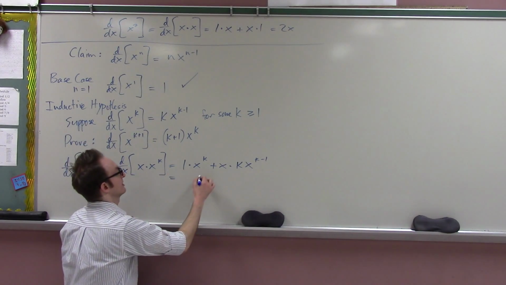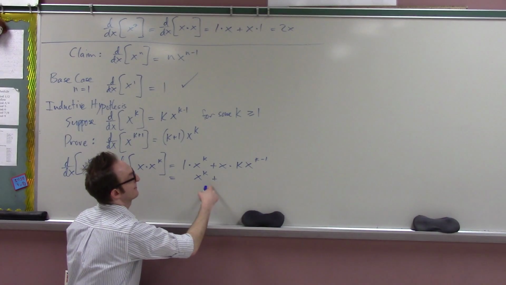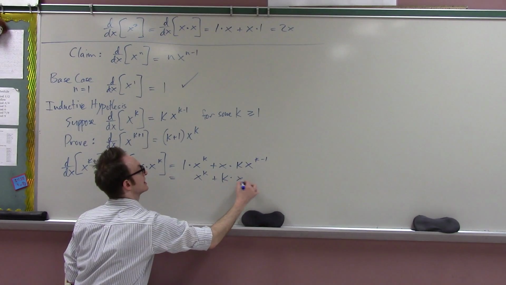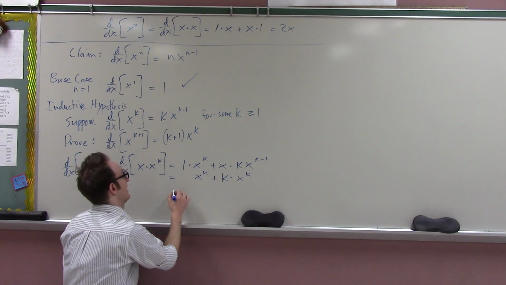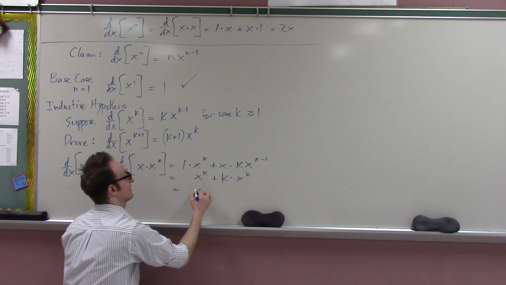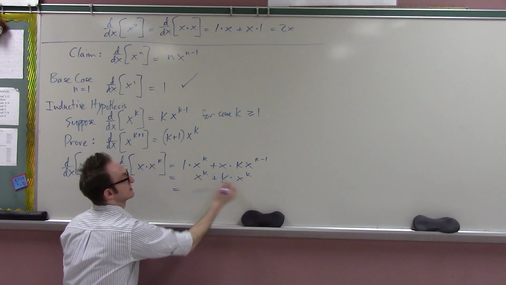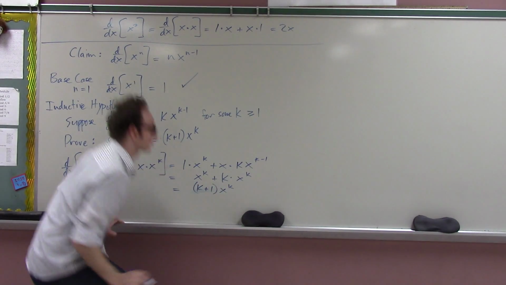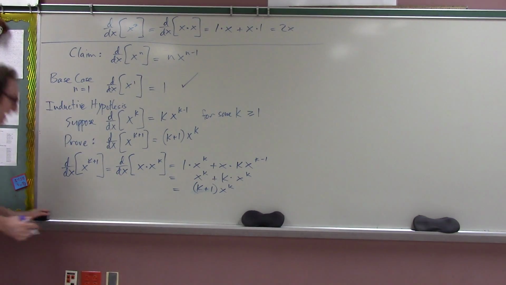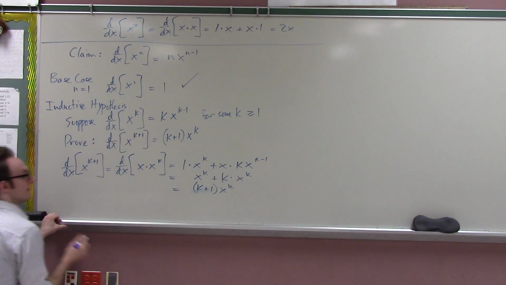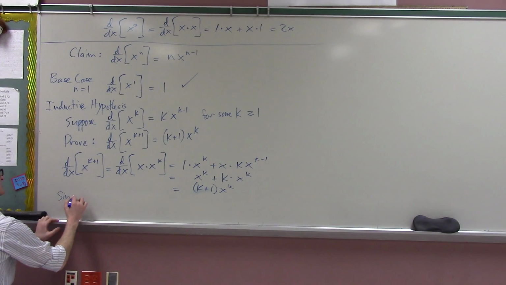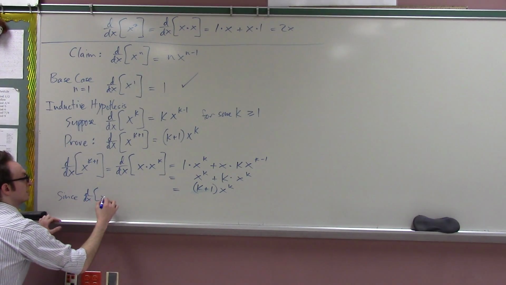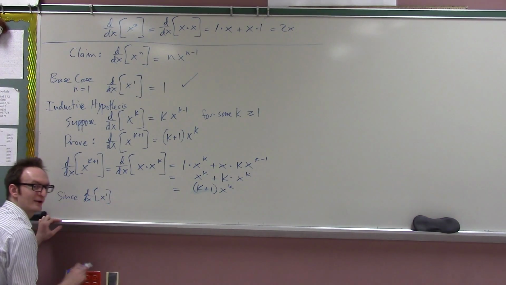Alright, so what we have here is x to the k, and what we have here is k times, well, x times x to the k minus 1 is just x to the k. And if I factor out an x to the k, this is just k plus 1. So k plus 1 times x to the k, as required. Awesome! And now, let's see, I'll throw in the magic sentence. The magic sentence is, since the derivative of x to the 1, actually I don't feel like writing out the magic sentence.